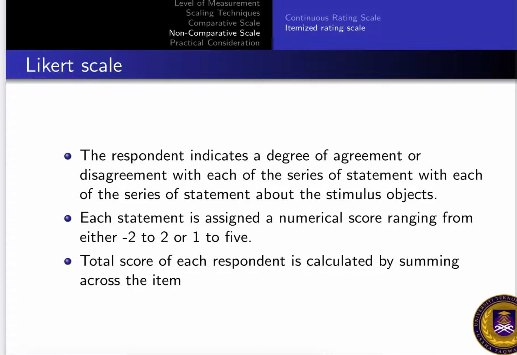In a Likert scale, the respondent indicates a degree of agreement or disagreement with each of a series of statements about the stimulus object. Each statement is assigned a numerical score, ranging from either -2 to 2 or 1 to 5. The total score of each respondent is calculated by summing across the items.